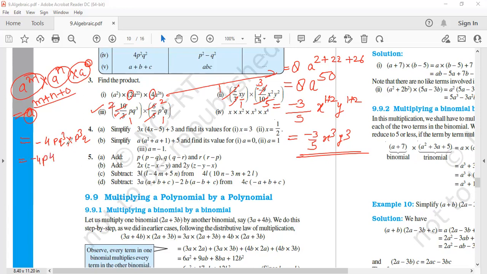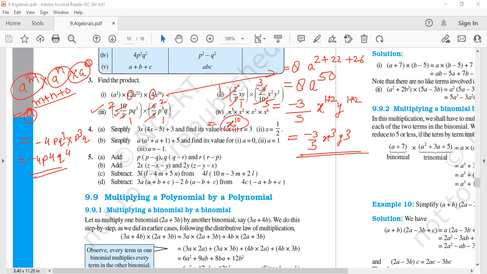Because 2 2s are 4, it will be multiplied. So 6 upon 5, 10 upon 3 will remove the minus 4, p power 4, because 1 3 4 and 3 1 4. So this is the answer for the third one, and this is very easy.